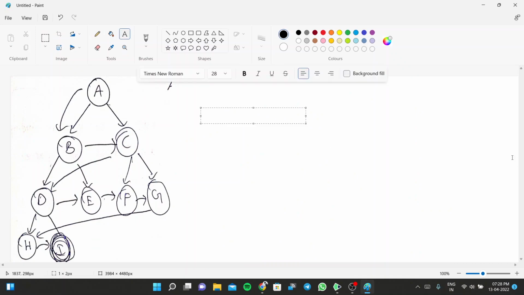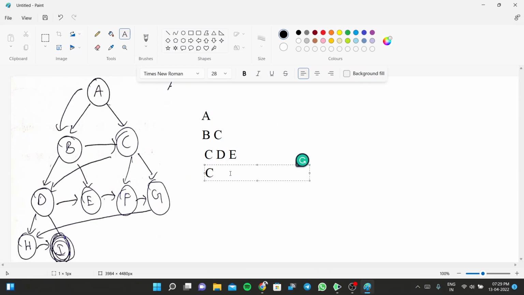A queue works like this: if we select A, then after the completion of A, the next nodes are B and C. We remove B first, sorry, I am just confused. After removing B, we will have C here, and after removing B we add D and E. Now we are going to remove C.